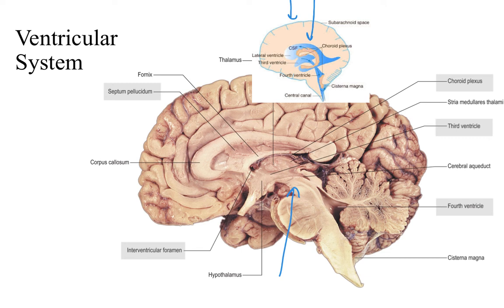So all of your cerebrospinal fluid is made within these structures called the choroid plexus. And so there are a couple different locations for the choroid plexus here.